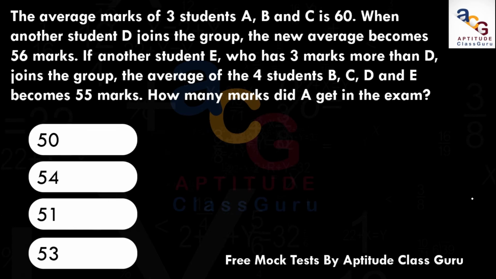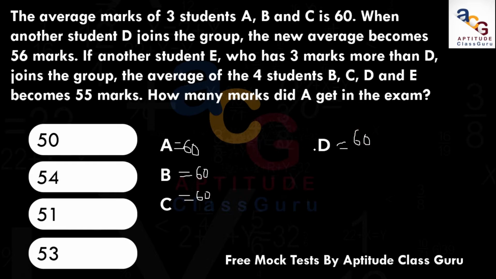The average marks of the 3 students A, B, C is 60. When another student D joins the group, the new average becomes 56. For this, I am directly doing the concept. Just look at it. For me, the average concept is nothing but equal distribution, and simply I will assume A equal to 60, B got 60 marks, C also got 60 marks, but D joined the group. If D joined the group with 60 marks, the average won't change.